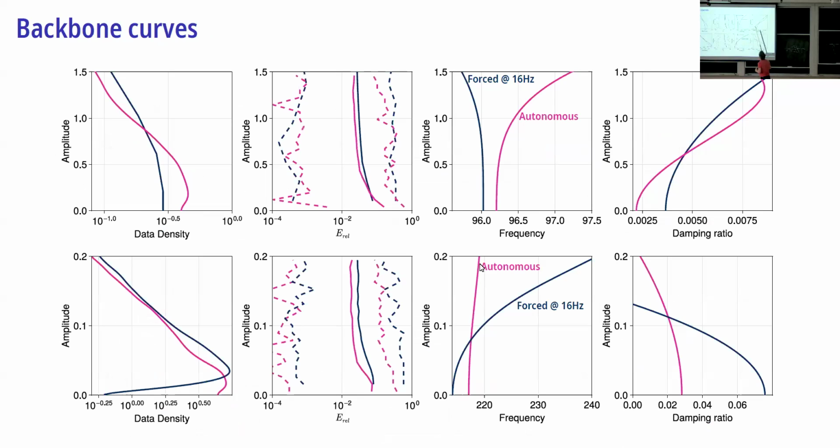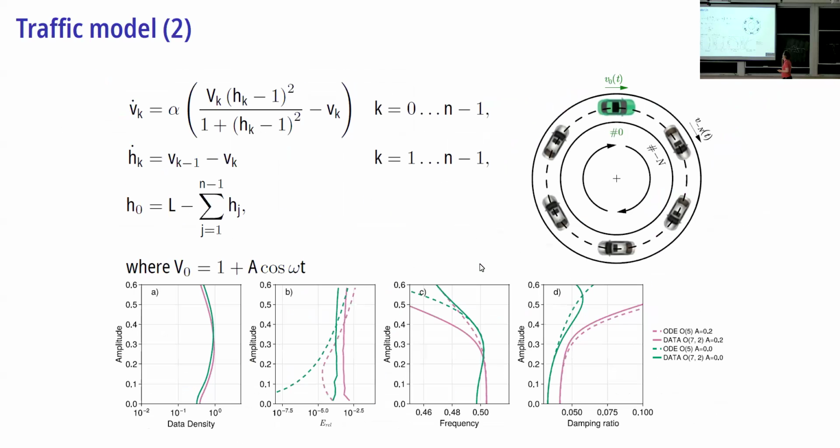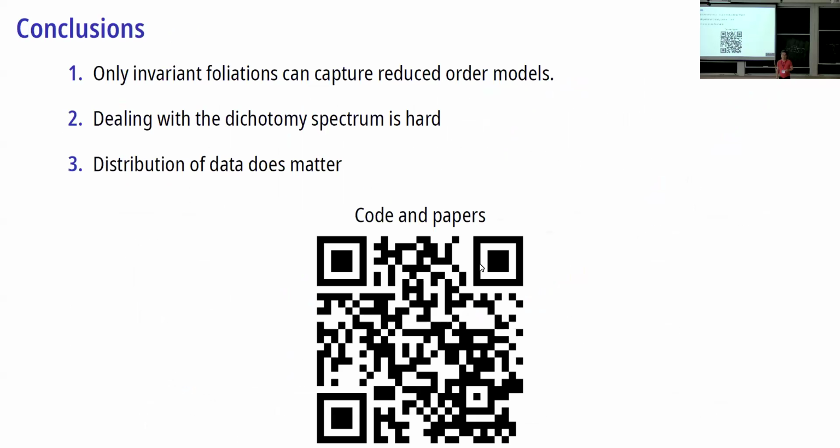So for the first frequency, I calculated how the frequency varies with respect to the amplitude, and how the damping ratio varies with the amplitude, and also for the second, for the forced and the unforced case. I did the same thing for a traffic model, but as far as I can see, I don't really have time to go into that, and that's that. Thank you very much for your attention.